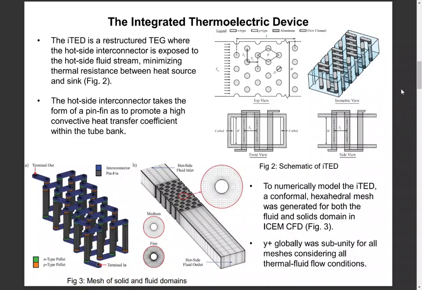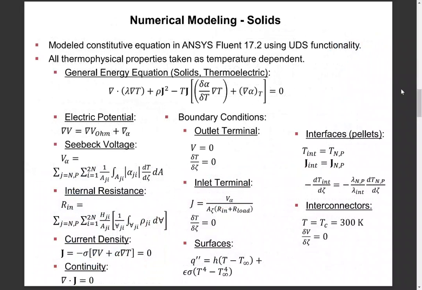To properly model this device, a conformal, highly orthogonal hexahedral mesh was first generated using ANSYS ICEM CFD, as shown in Figure 3. Care was taken to ensure Y+ on all surfaces for which convective heat transfer was occurring was subunity for the entirety of the study. Using ANSYS Fluent 17.2, the user-defined scalar functionality was employed to model the thermoelectric general energy equation, which represents conduction, Joule heating, Thomson heating, and the Peltier effect. Bridgman heating was ignored.